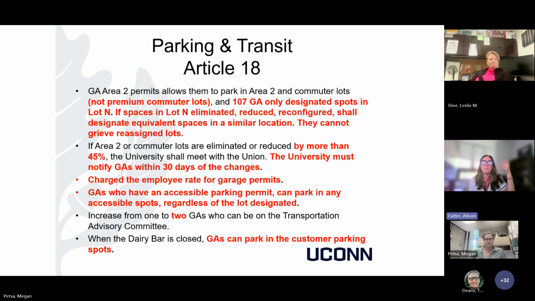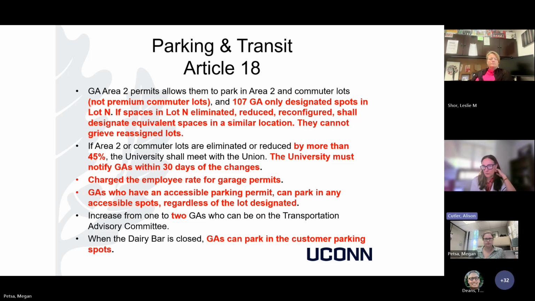Parking and transit, I'm not sure we need to get into detail here, but there was an arbitration a couple years ago, and we clarified that a GA Area 2 permit allows them to park in Area 2, allows them to park in commuter, but not premium commuter lots. They have 107 GA designated spots in Lot N, and then there's a process if the lots have to be changed. And then there's a provision in there if any Area 2 or commuter lot is eliminated or reduced by a certain percentage, a process for them to discuss it with the university.